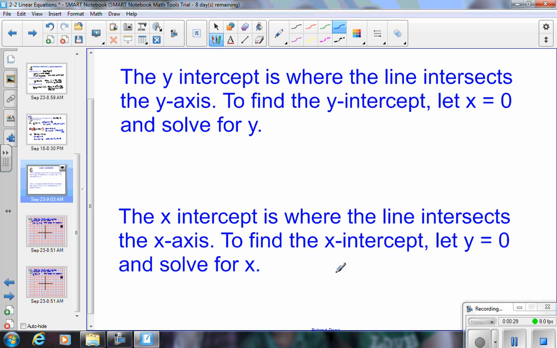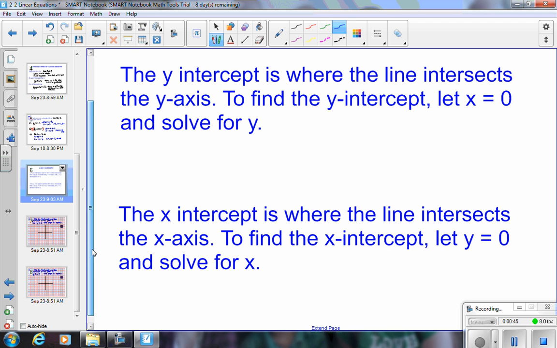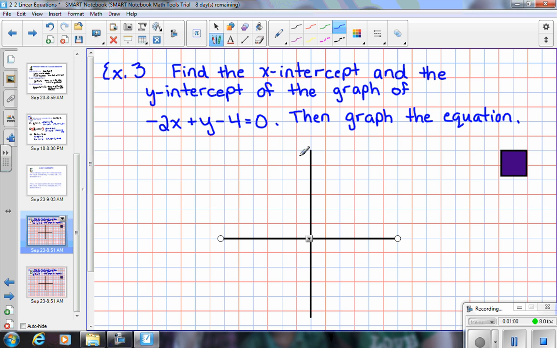You will hear me say these things about how to find the x-intercept and the y-intercept lots and lots of times, because I will remind you of this a lot. Finding the x and y-intercepts is a great way to graph a linear equation, especially if the equation is in standard form. So for this method of graphing, you probably would want the equation in standard form. Let's look at an example and I'll show you what I mean.